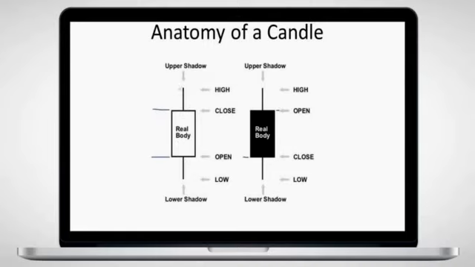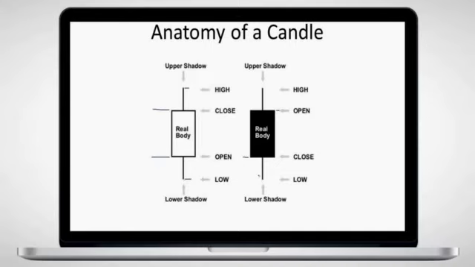Now these lines above and below the candle, those are called the upper shadow and the lower shadow. Sometimes they're called wicks. And this indicates the high and the low of the asset during that period. So the top of the upper wick is the high of that asset during that period. And the bottom of the lower wick, or the lower shadow, is the low of that asset during the period. And that's the same whether it's a white candle or a black candle.